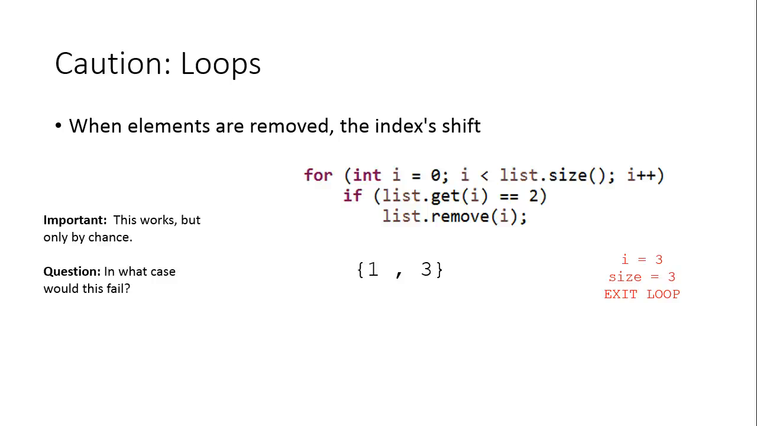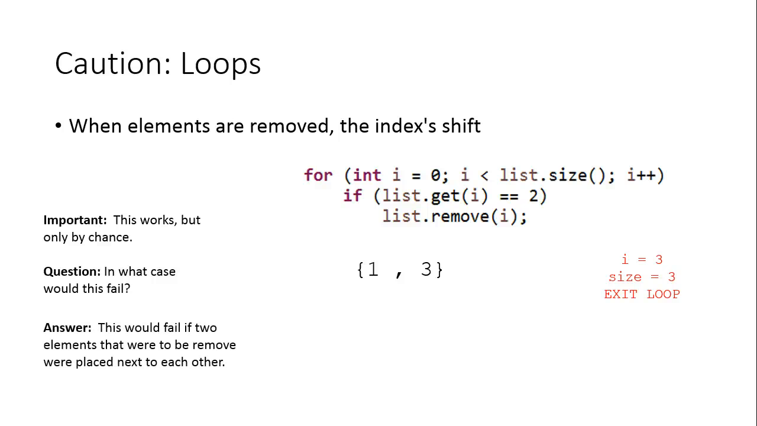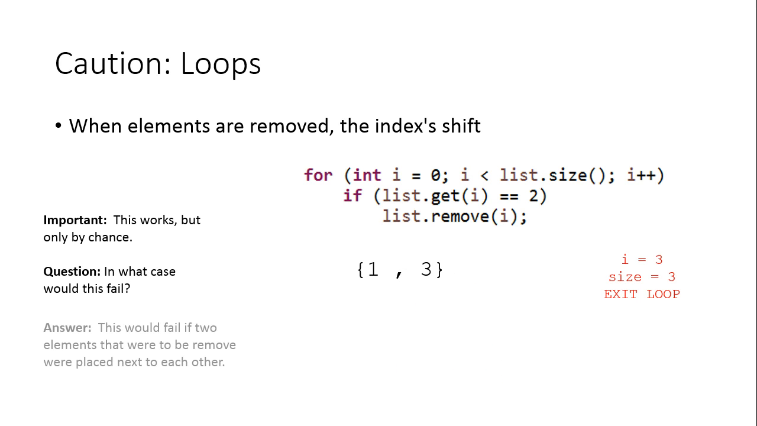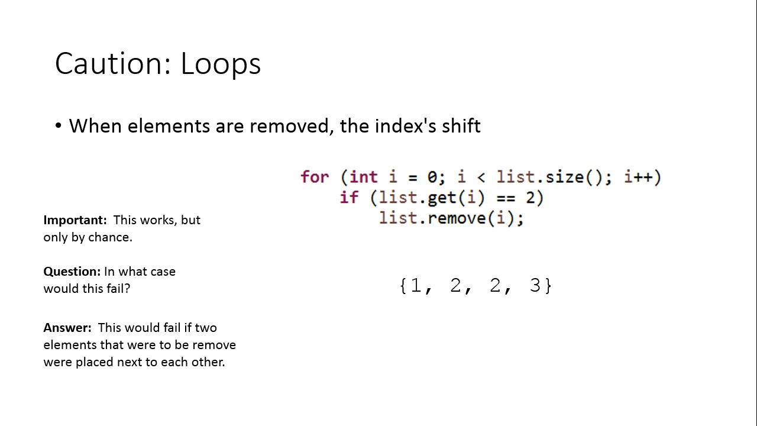So my question for you is, when would this fail? And this would fail if we had 2 elements that we need to remove placed right next to each other, right? Because remember, we remove that, and when that removes, all the indexes get shifted. So we skip the 3. So let's look. Here's a case where it would actually fail. I is 0, size is 4. We're going to remove this value. And see, we skip that other 2.